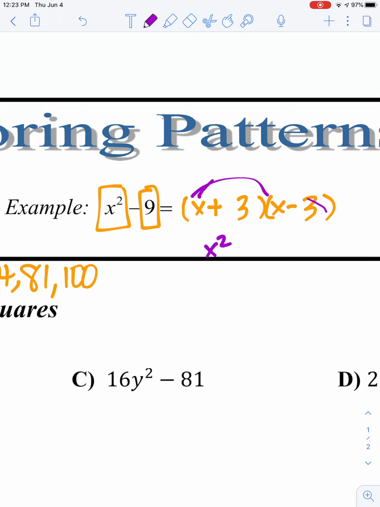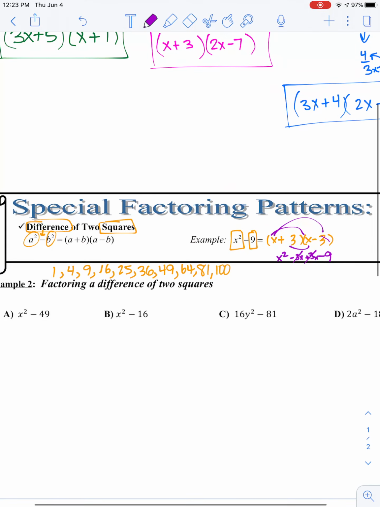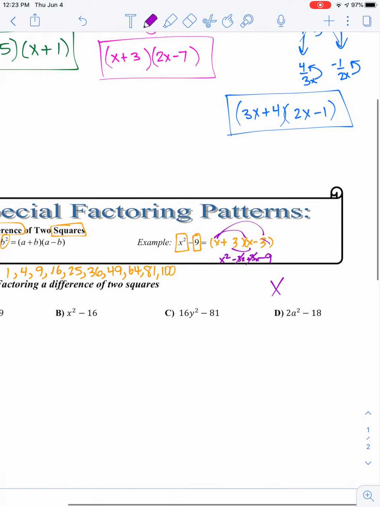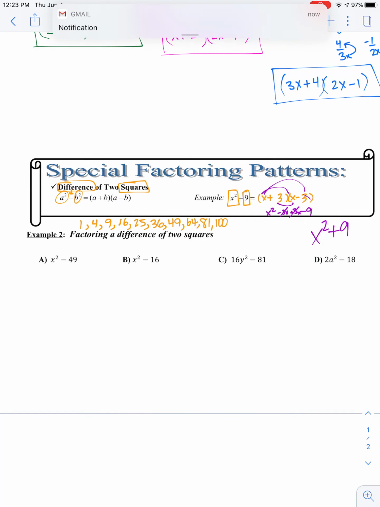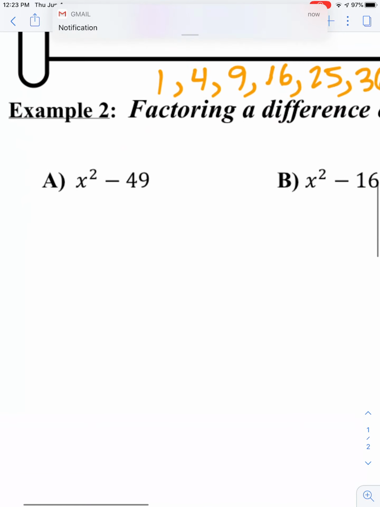X times x is x squared. When you have your minus 3x and your plus 3x, those just cancel each other out. And then 3 and negative 3 is a negative 9. So this only works when it's a difference of two perfect squares. If you had x squared plus 9, you cannot factor that. Okay, so x squared plus 9, there's no way to factor that at all. You cannot do x plus 3 times x plus 3, because that would be x squared plus 6x plus 9 if you FOIL it to check it. So it only works when you have a perfect square minus a perfect square.